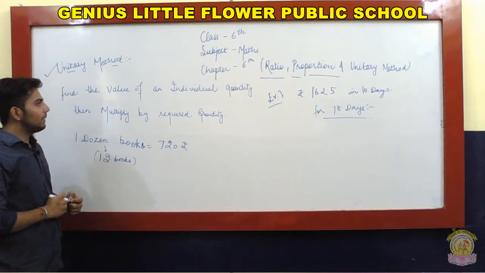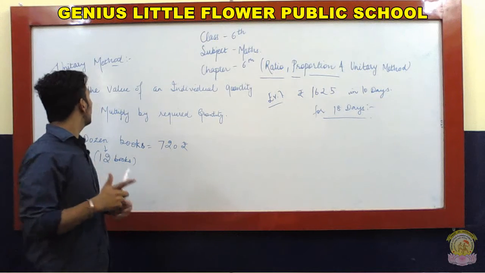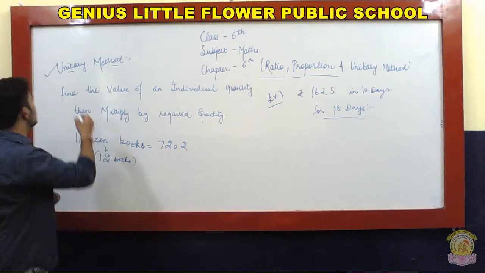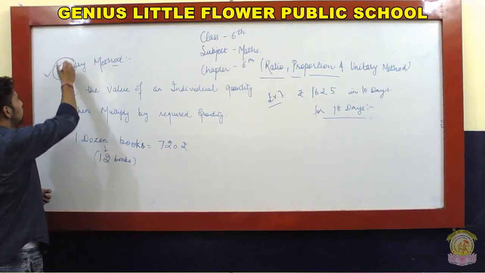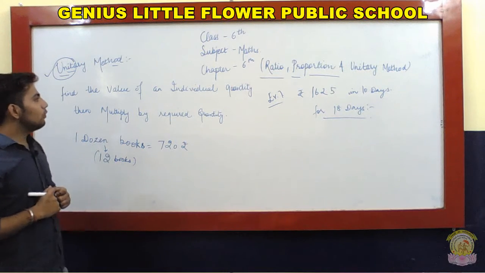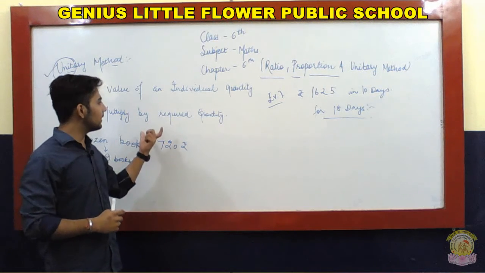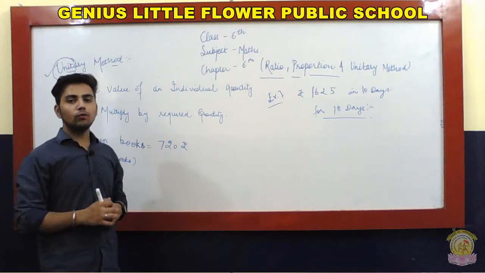So what is unitary method? The unitary method is to find the value of 1 unit. Okay, so here you can say the value of a unit is considered in this method. For example, if you are given the value of many books, then according to the unitary method you first have to find the value of 1 unit.